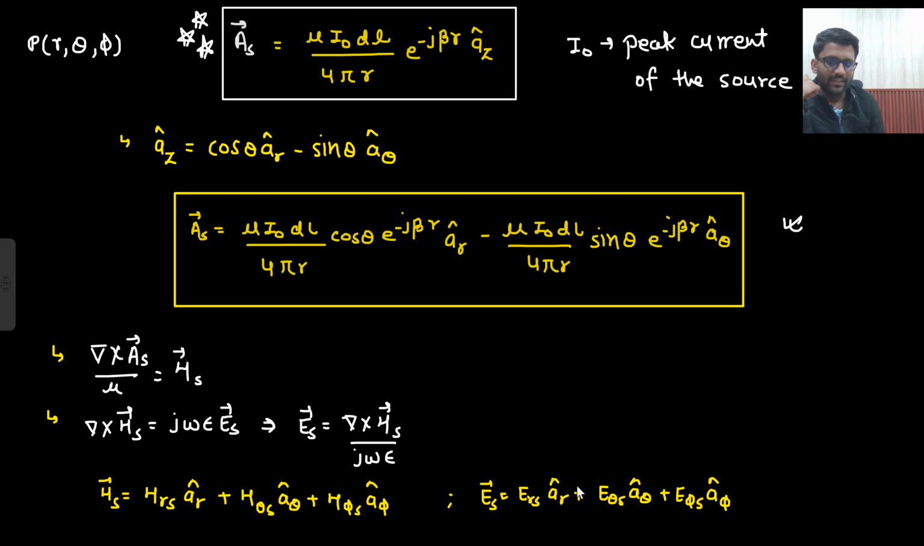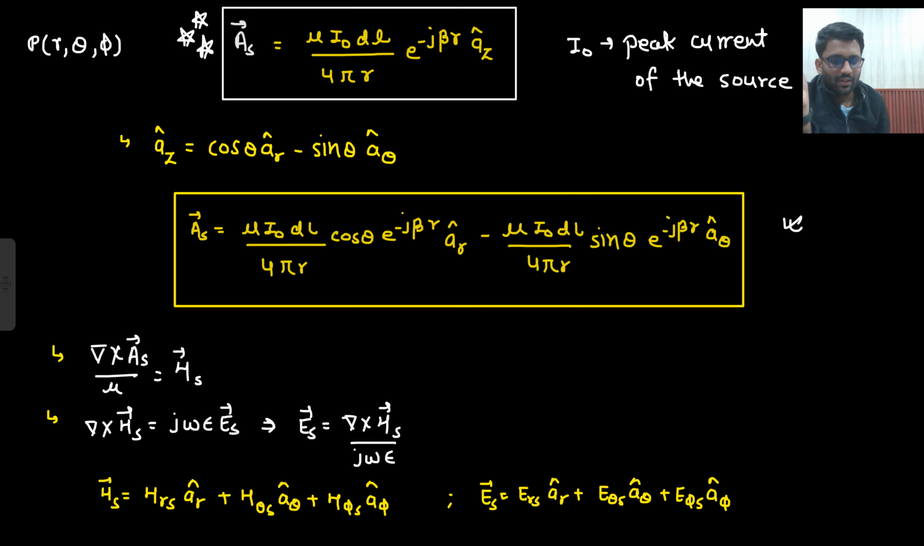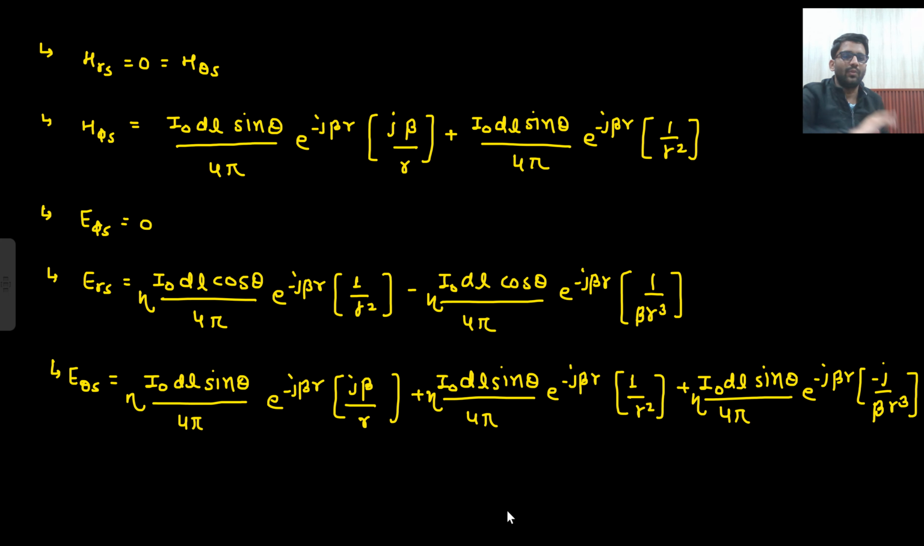So Es can be a function of r, theta, phi and Hs can also be a function of r, theta, phi. So when you do the calculation, these are the results that you will be getting. No one will ask you to remember these results, neither you need to remember these results, nor you need to do this calculation. If you want to do it, you can do it on your own. You can find Hs as well, you can find Es as well. When you do this calculation, these will be the results you will be getting.